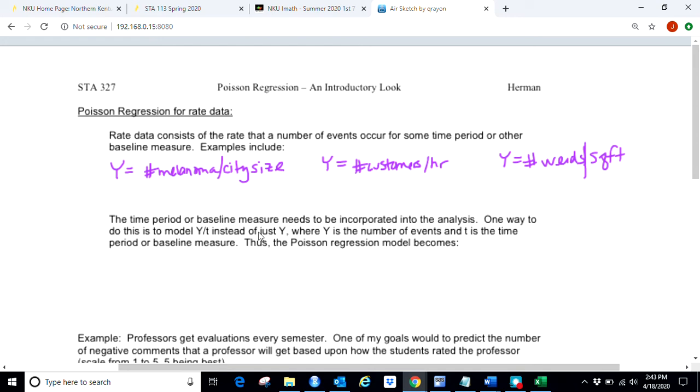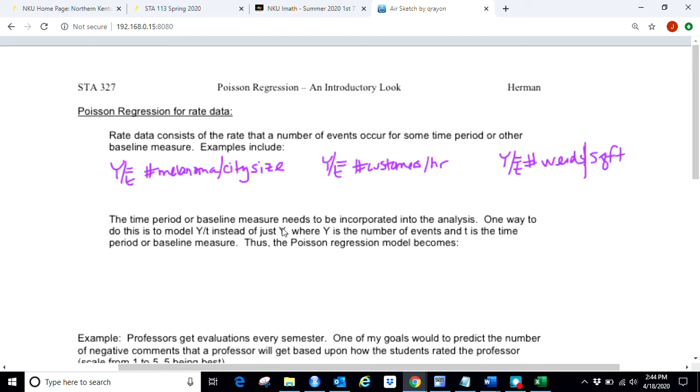And so because we might want to incorporate that into the analysis, one way to do this is to model the Y over T instead of just Y by itself. So this is basically our Y now per T that we're modeling. So Y is still the number of events and T is the time period or baseline measure.